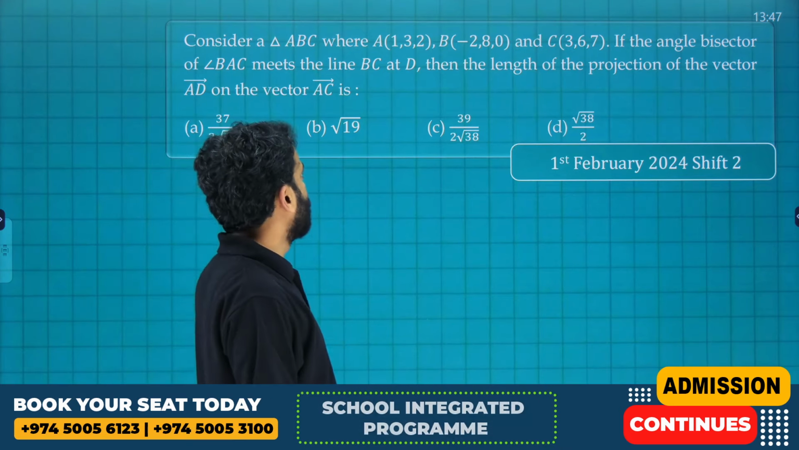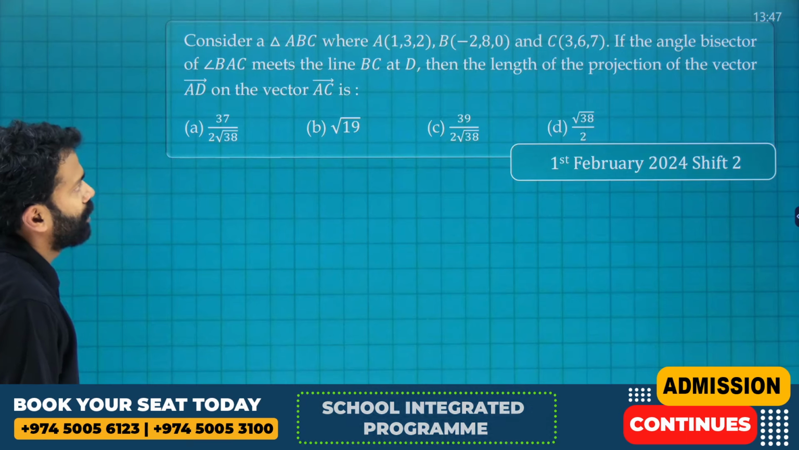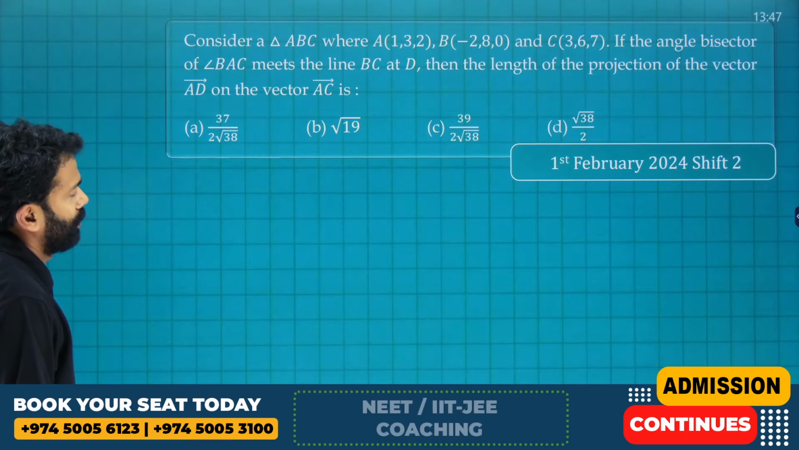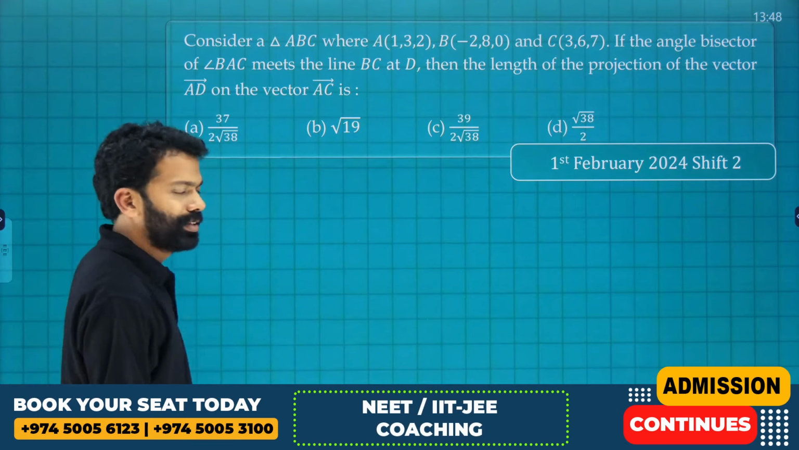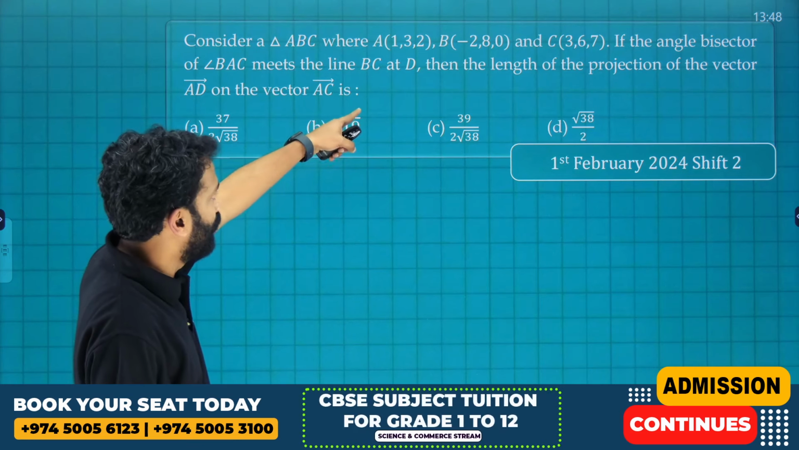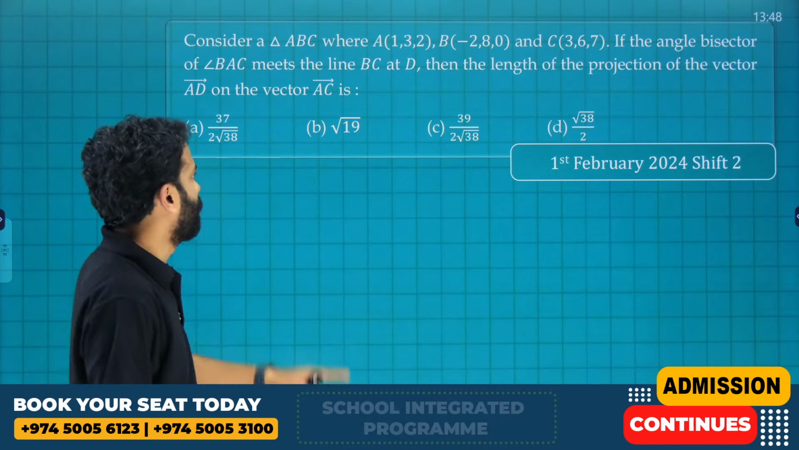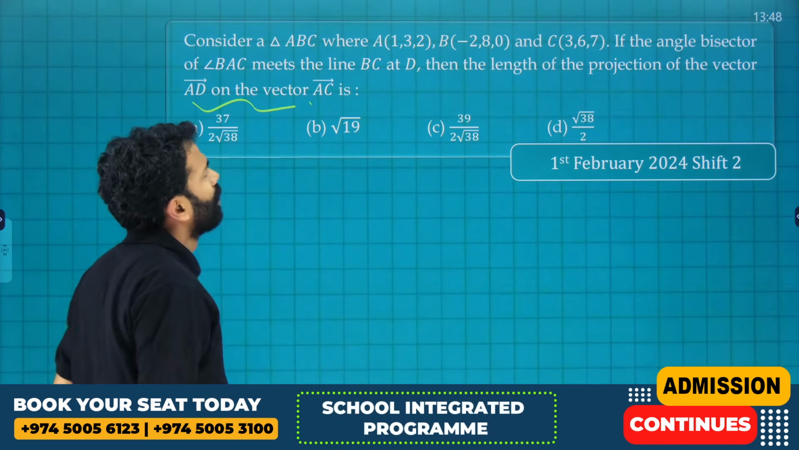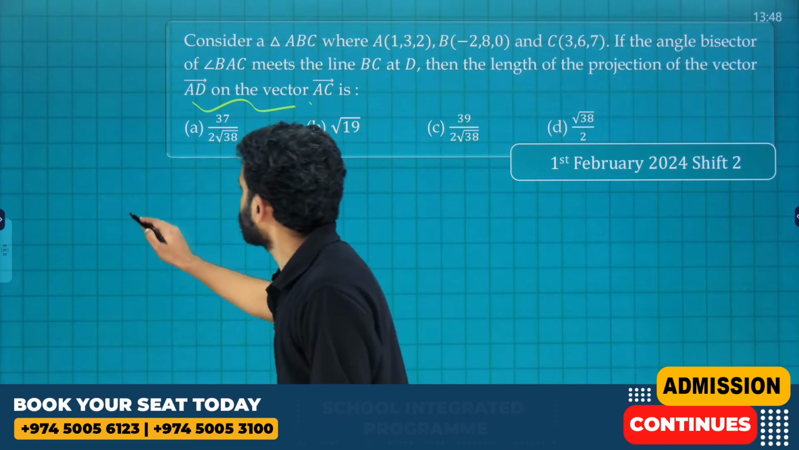Consider a triangle ABC where A is (1,3,2), B is (-2,8,0) and C is (3,6,7). If the angle bisector of angle BAC meets the line BC at D, find the length of the projection of vector AD on the vector AC. You know the formula for this one, right? I think it will be similar to the previous one. Okay, let's work it out.